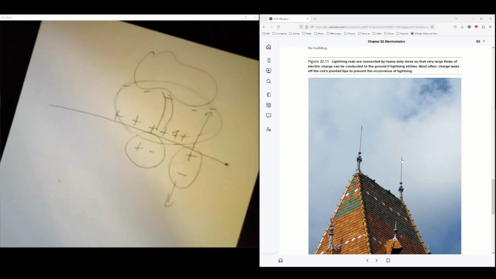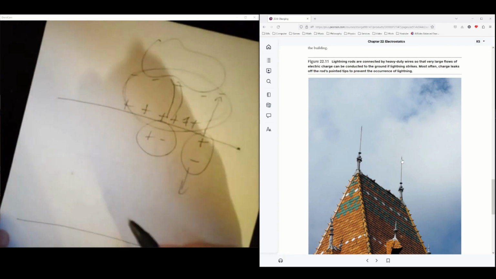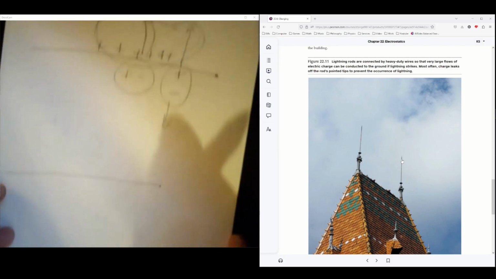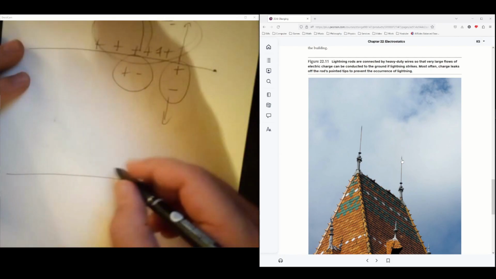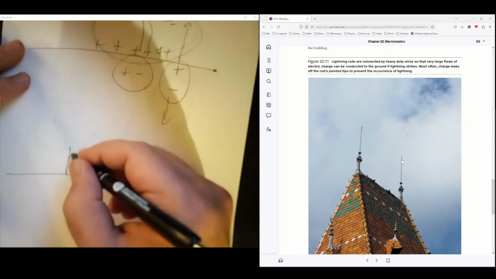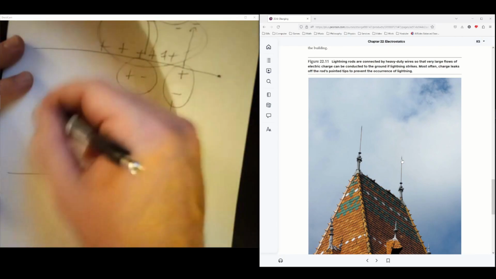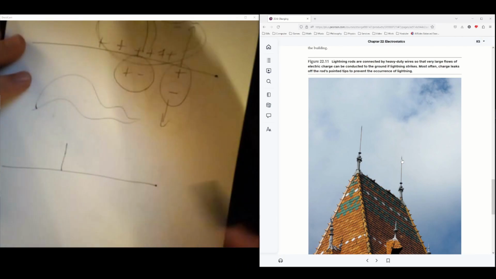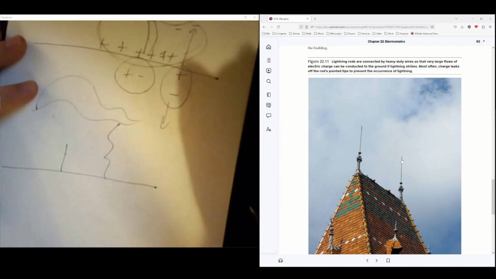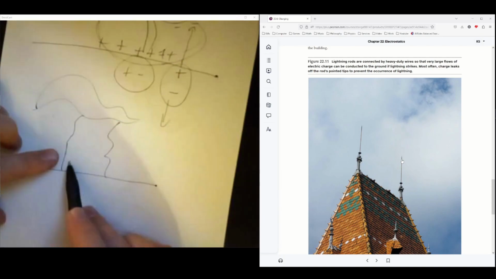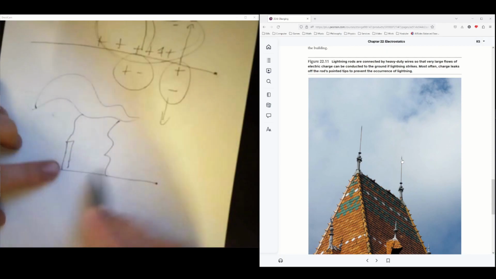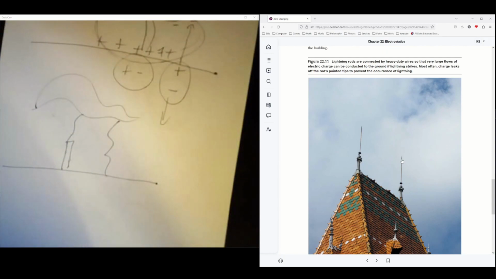Lightning rods. Why are lightning rods good? Because a lightning rod is a conductor. Electricity chooses the shortest path. So if I have my cloud here, and the electricity has a choice of either going to the ground or going to this conductor, it's going to choose the shorter distance. It's going to go for the conductor.